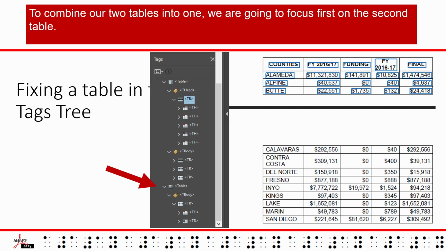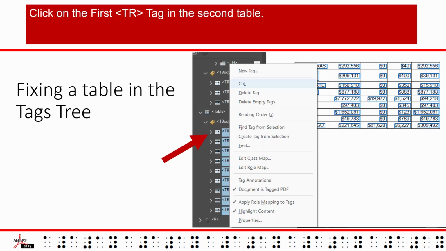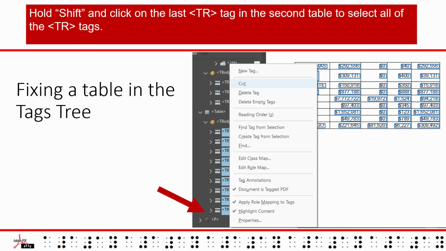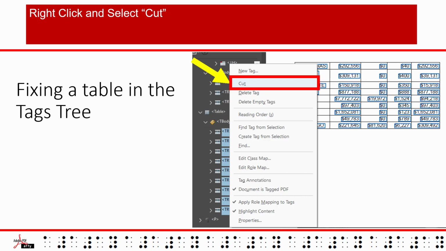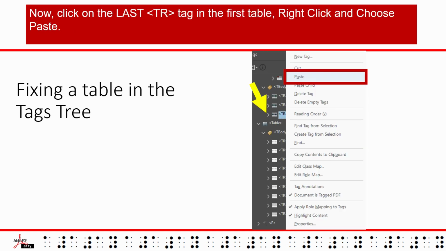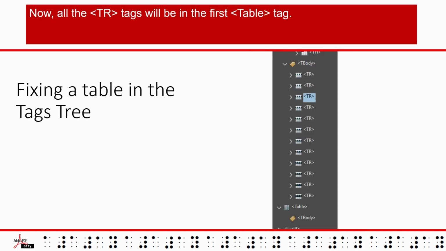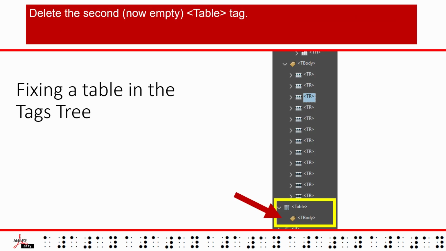To combine our two tables into one, we're going to focus first on the second table. Click on the first TR tag in the second table. Hold Shift and click on the last TR tag in the second table to select all of the TR tags. Right-click and select Cut. Now click on the last TR tag in the first table, right-click and choose Paste. Now all the TR tags will be in the first table tag. Delete the second, now empty table tag.